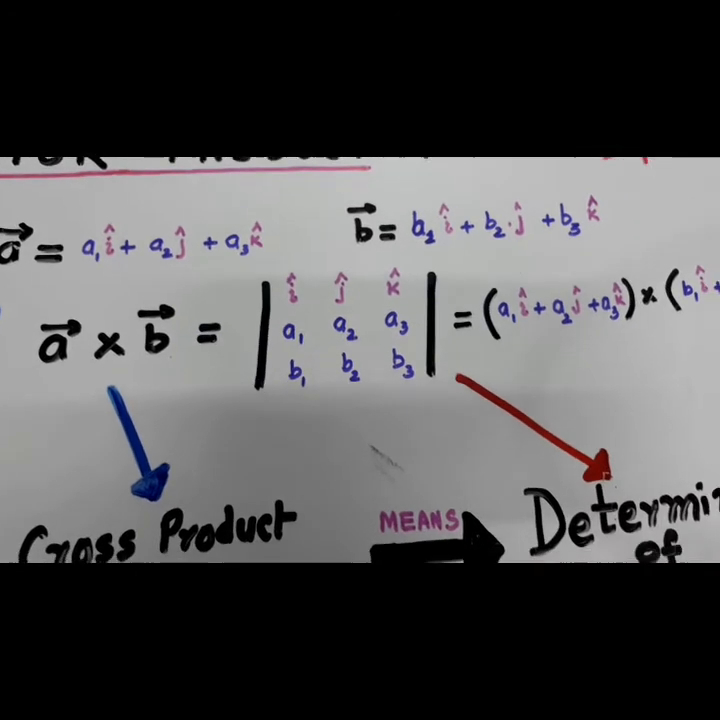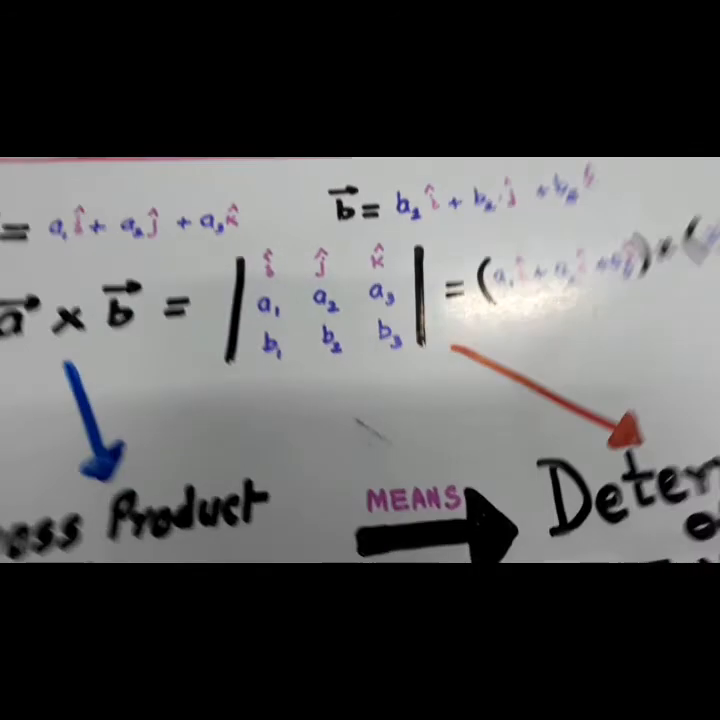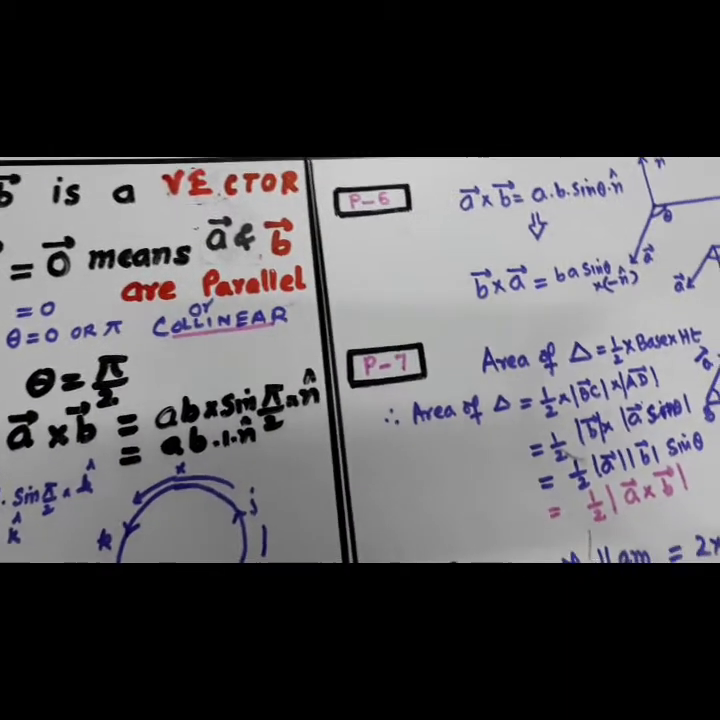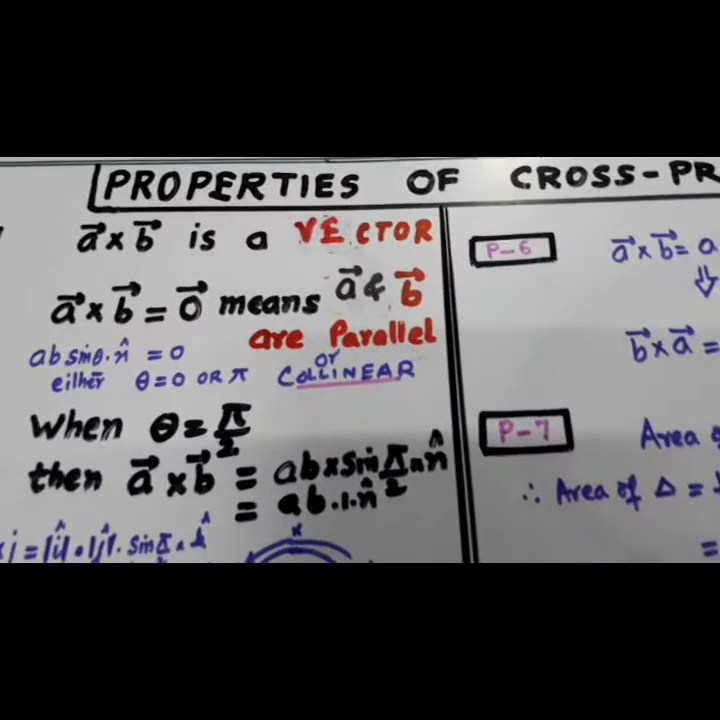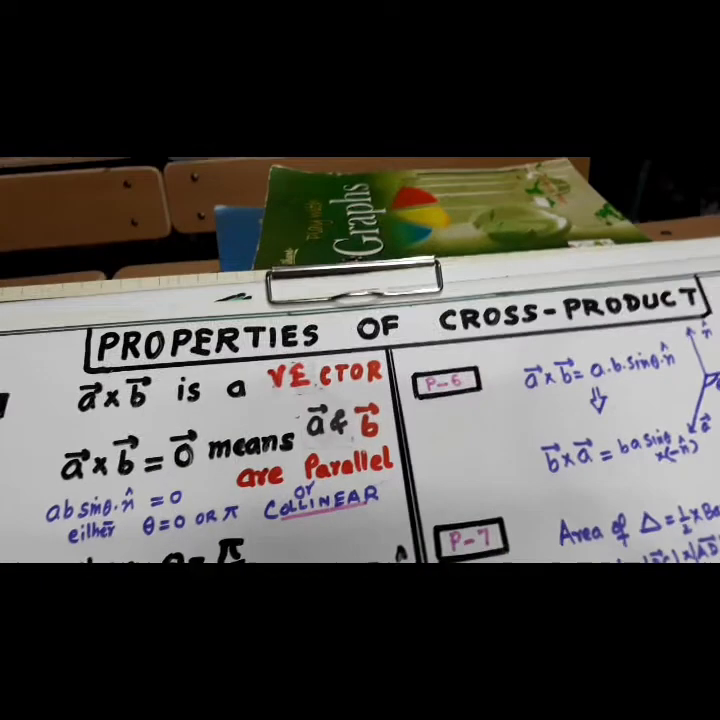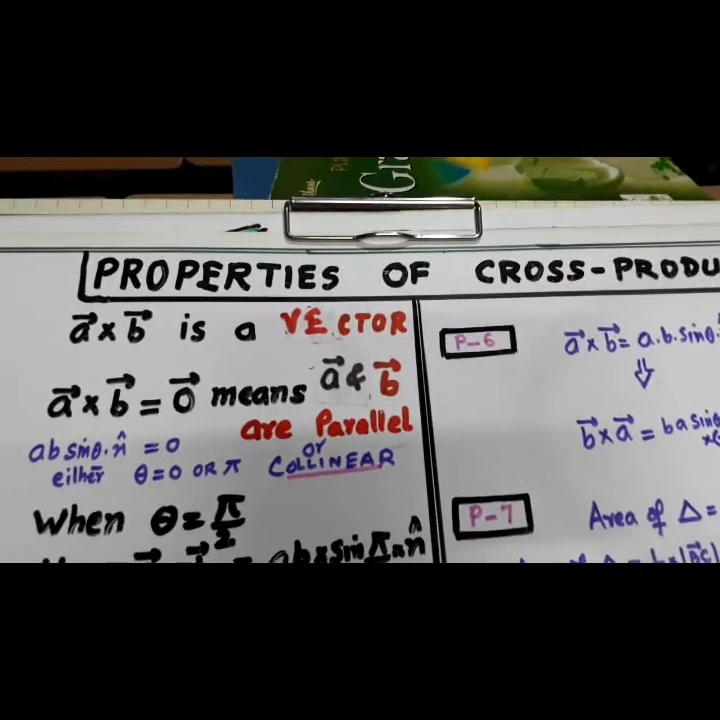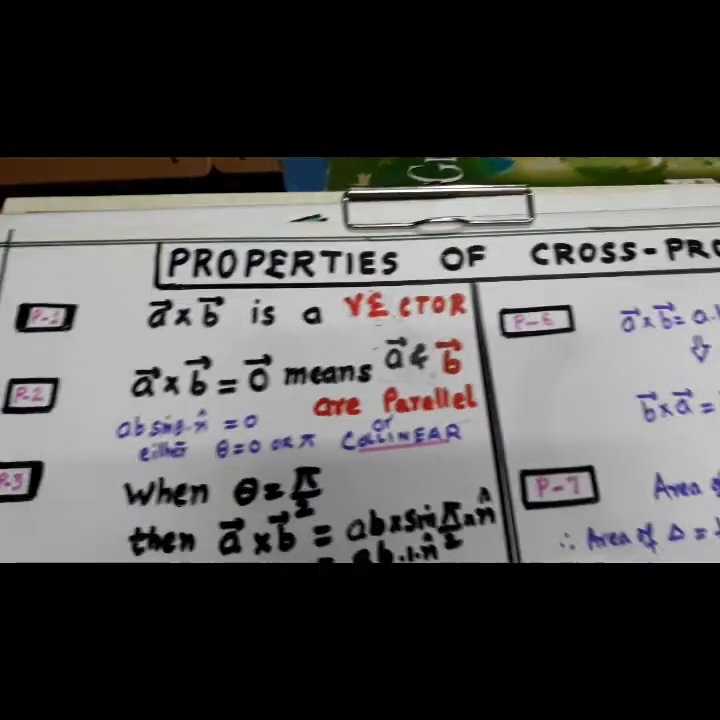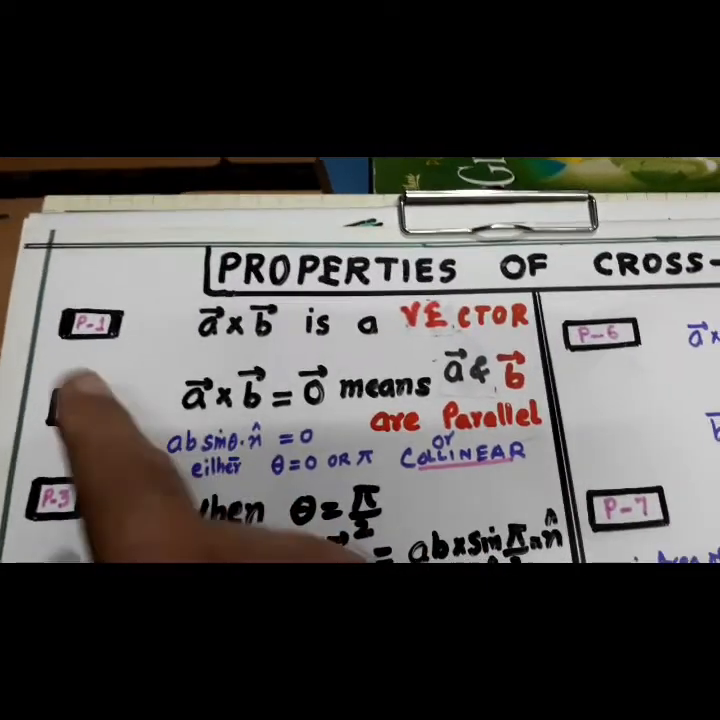Now let us go further. Properties of the cross product. As we discussed the properties of the dot product, similarly we are now discussing the properties of the cross product. Property number 1, P1.